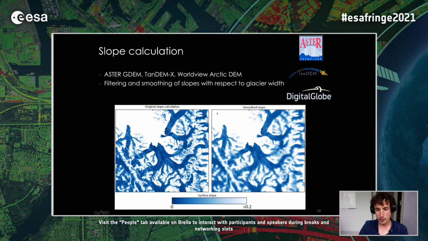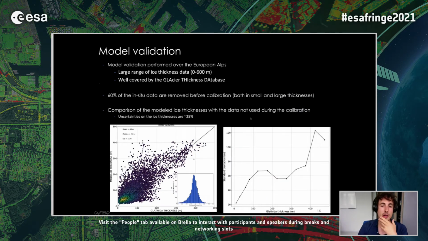So once the slopes are calculated, we also add an additional smoothing step. So we smooth the slope with respect to glacier width. So if you have a large glacier, we're going to have a lot more smoothing than if you are on a smaller branch. Okay. So we validated our model over the Alps because we have a large variety.